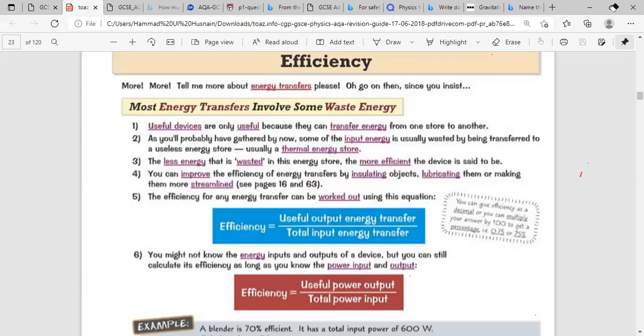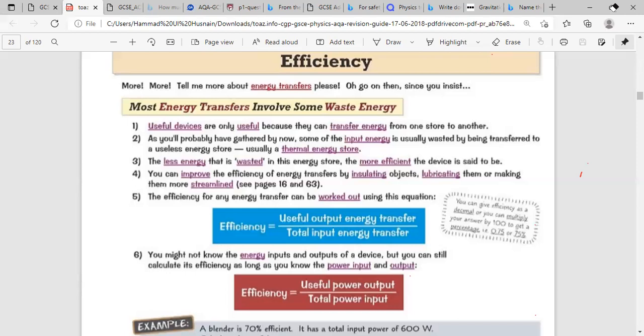So this is what efficiency means in physics, that if most of our input energy is utilized in a useful work, converted into a useful energy store, then that body will have more efficiency. And if there are more energy losses and only some of the input energy is transferred to useful work, then that body will be less efficient, right?